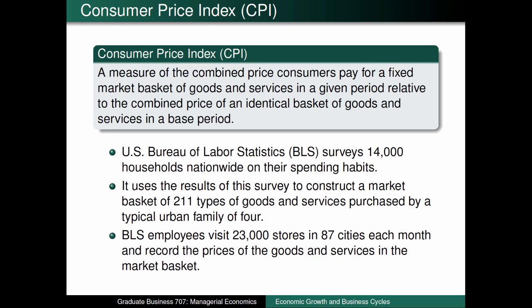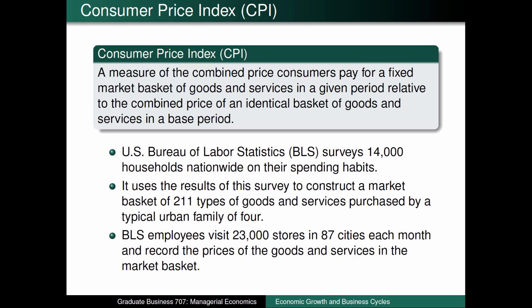The Consumer Price Index, or CPI, is a measure similar to the GDP deflator, but only takes into consideration the products that a typical household purchases. In order to determine which products should be included, the United States Bureau of Labor Statistics, or BLS, surveys 14,000 households on what they buy. Based on this survey, the BLS has currently determined 211 core products that are purchased by a typical urban family of four. The BLS refers to these 211 core products as the basket of goods.